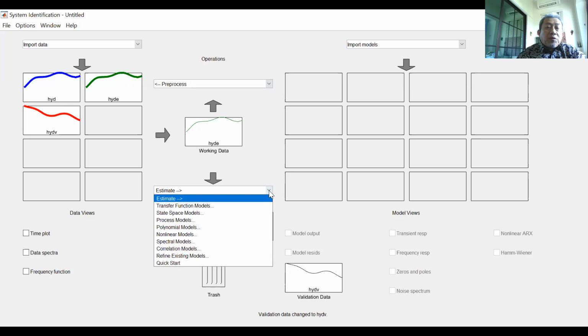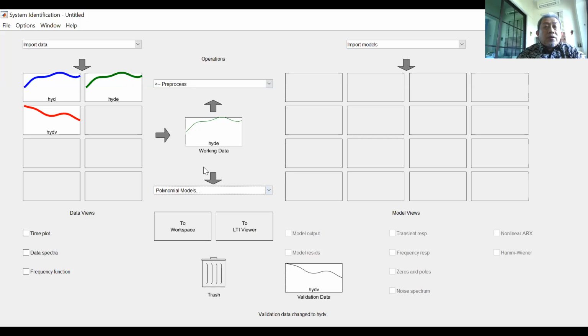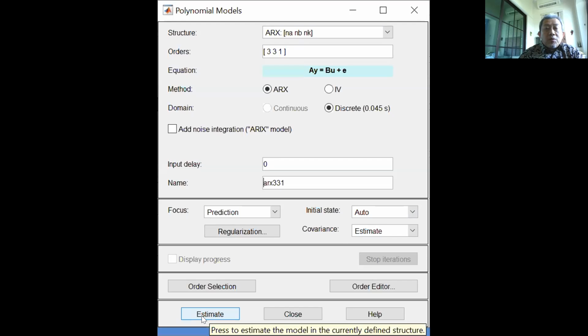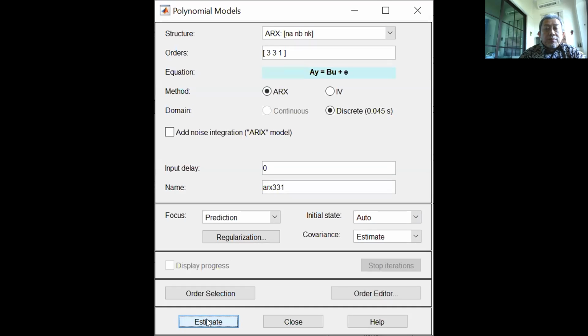Okay, then kita estimate. Ada banyak models ni. So biasanya kita ambil polynomial model sebab dia adalah ARX. Okay, 3 3 1. So kita estimate. So digunakan least square to estimate the parameters.